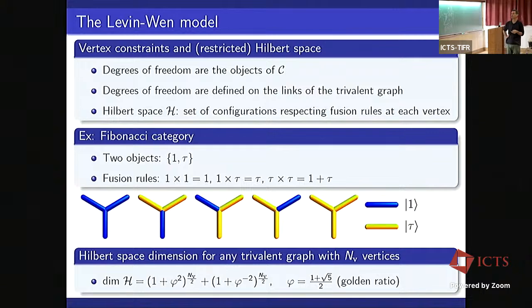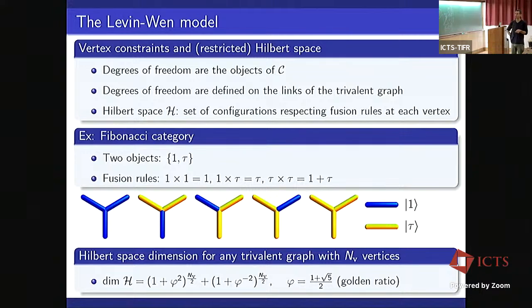You see that, for instance, one configuration cannot appear: there is no vertex with blue, blue, yellow, because 1 cross 1 only gives 1. Now you take your entire graph, and any coloring of the graph fulfilling these fusion rules will be one state in my Hilbert space.